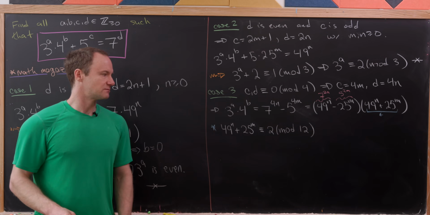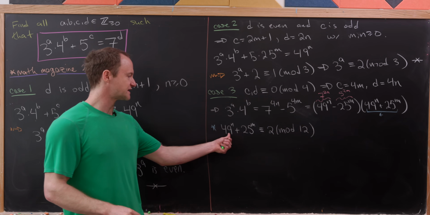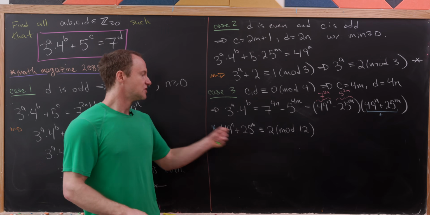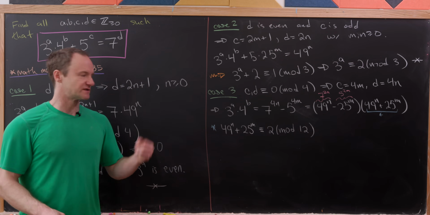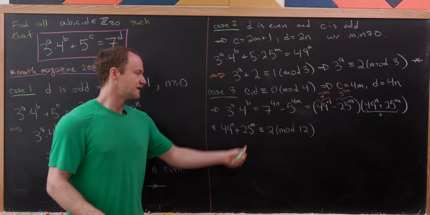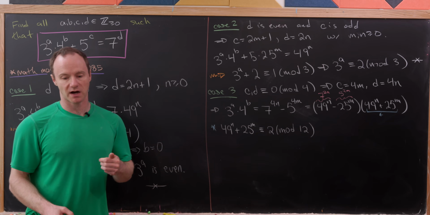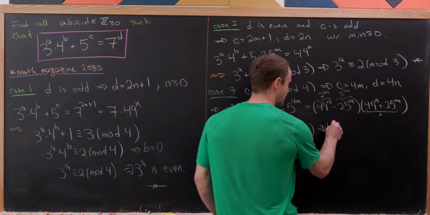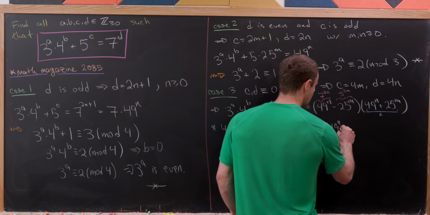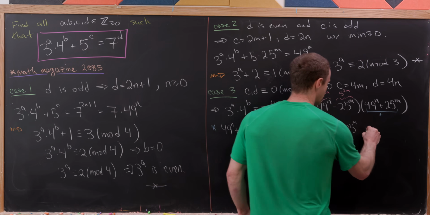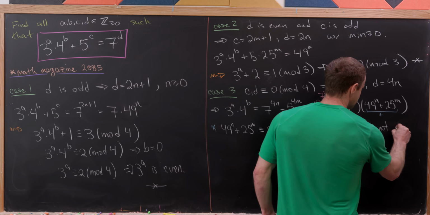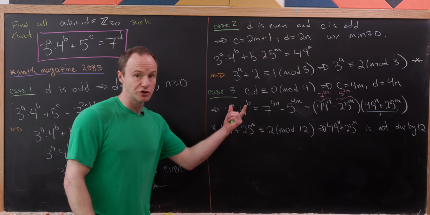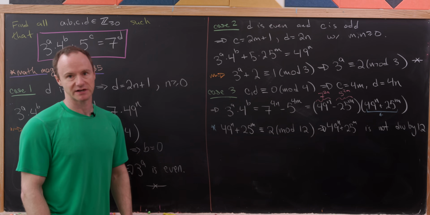So how do we see that it's congruent to 2 mod 12? Well, notice that 49 is 1 more than a multiple of 12. It's 1 more than 48. 25 is 1 more than 24, which is a multiple of 12. So this is 1, this is 1. 1 plus 1 is 2 mod 12. But that means that 49 to the n plus 25 to the m is not divisible by 12. Well, that's pretty clear. It's 2 mod 12. It has a remainder of 2 when dividing by 12.